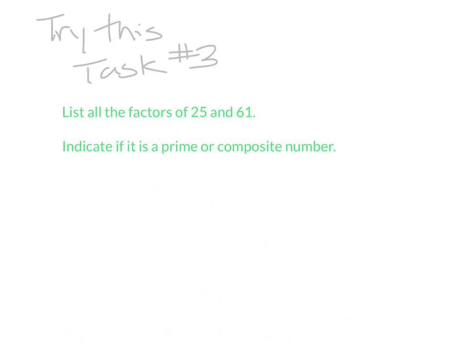So this is the task that I'm going to leave you with. I want you to list all the factors of 25 and 61, and then I want you to indicate to me whether each is a prime or a composite number.